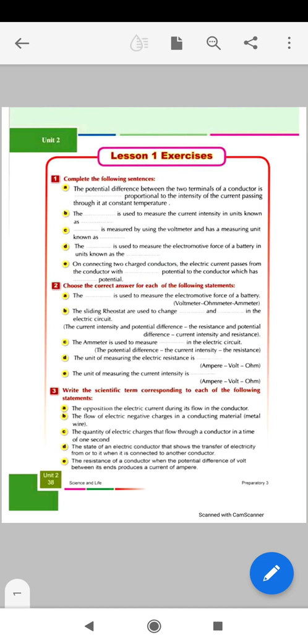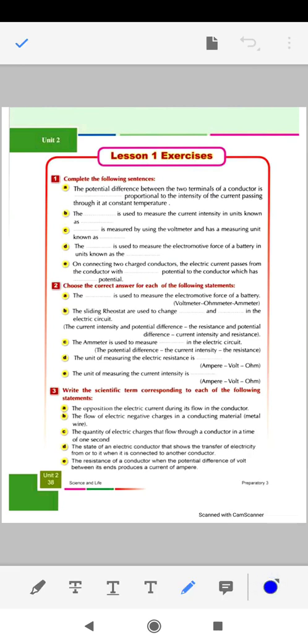The electric current passes from high potential to low potential. Choose. The voltmeter is used to measure the electromotive force. The sliding rheostat is used to change the current intensity and resistance in the electric cell. The ammeter is used to measure, bravo, the current intensity.